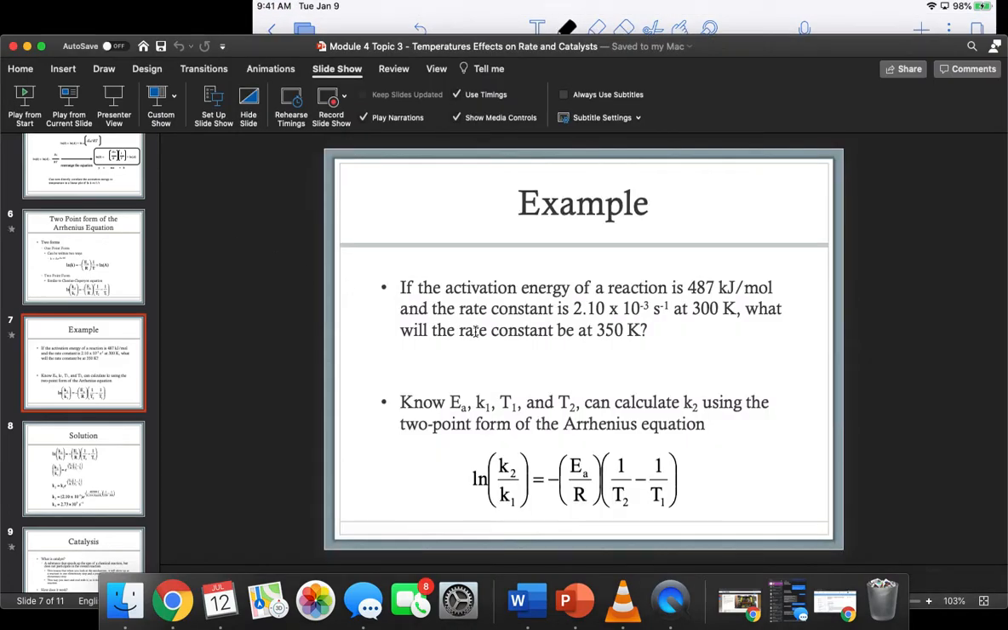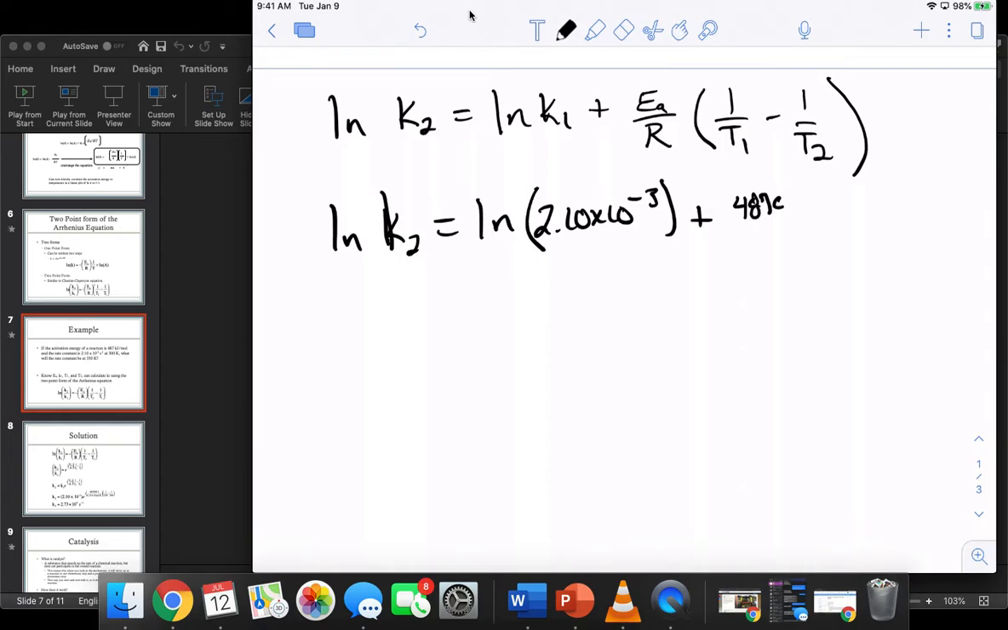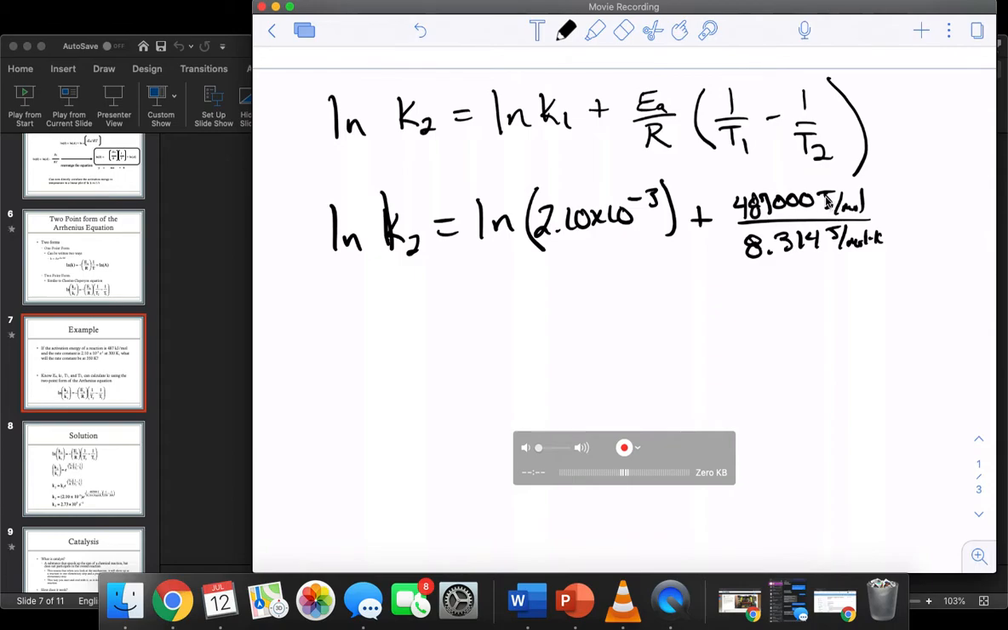So if I go back to my problem, here we see that my K1 is 2.10 times 10 to the minus 3, and T1 is 300 Kelvin. So if I plug those values in, I'm going to have the natural log of 2.10 times 10 to the minus 3 plus the activation energy, which was 487 kilojoules, which is 487,000 joules per mole, right, over R, which is 8.314 joules per mole Kelvin. And notice I made sure to put my activation energy in joules since R is in joules.